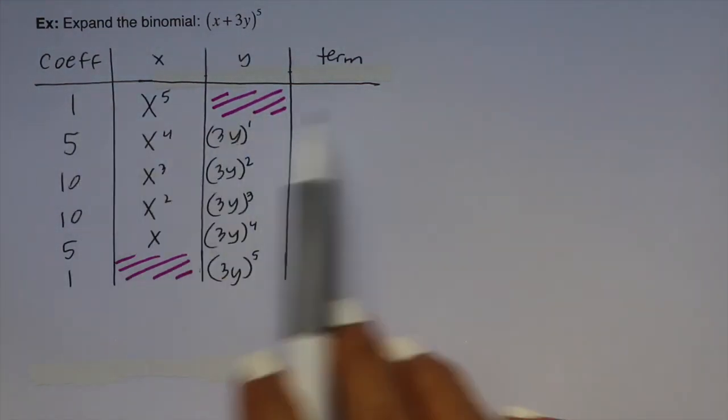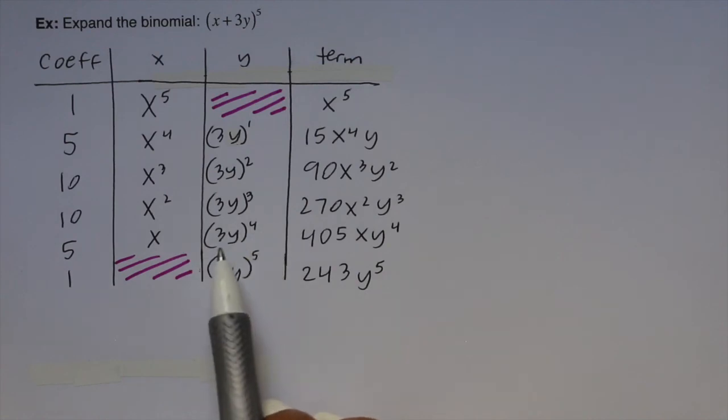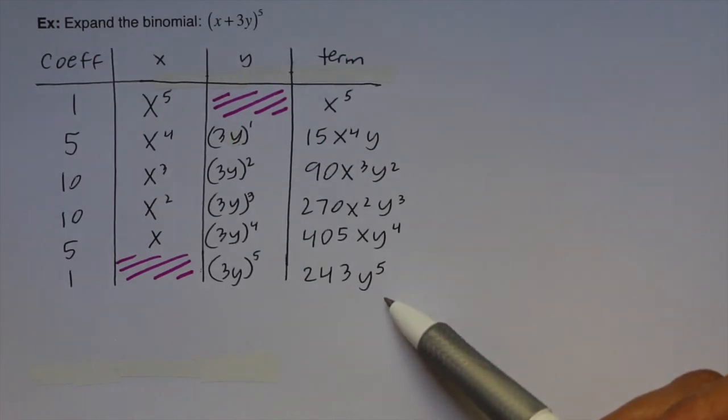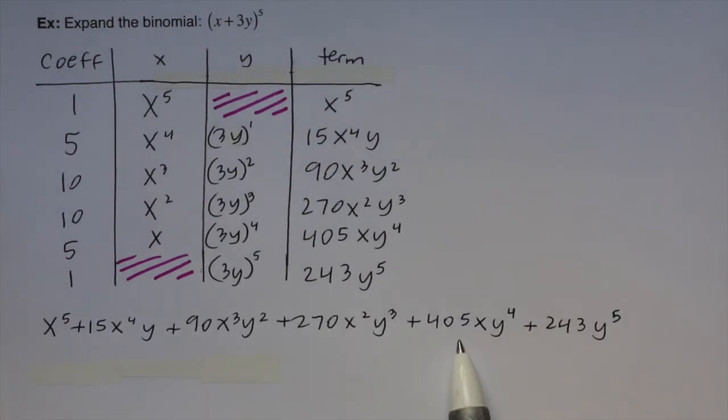Finally, we're going to multiply across. And feel free to use a calculator, just make sure you do the exponents first, then multiply by these numbers over here. So here's all our terms. Let's go ahead and write this out. All right, and here's our binomial expansion.